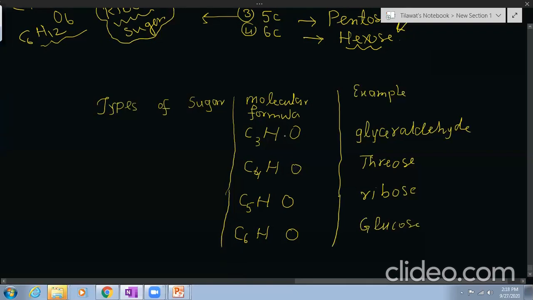Now according to my formula, the ratio between hydrogen and oxygen should be what? It should be 2:1. So what we have to do: we have 3 carbon, so here it should be 3, and 3 multiply 2 is 6. With 4 carbon, here it should also be 4, and 4 multiply 2 is 8.